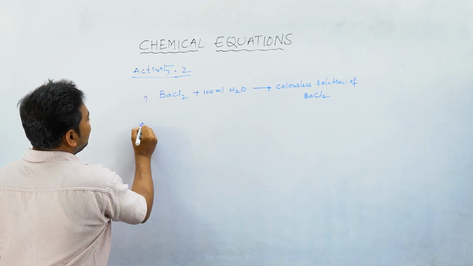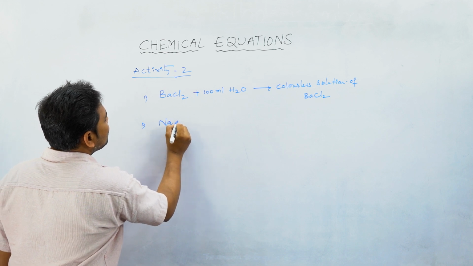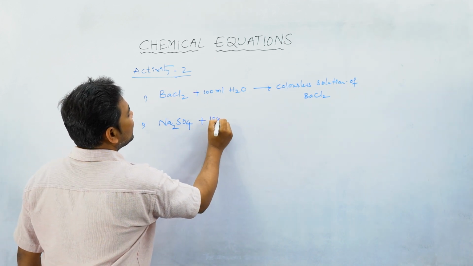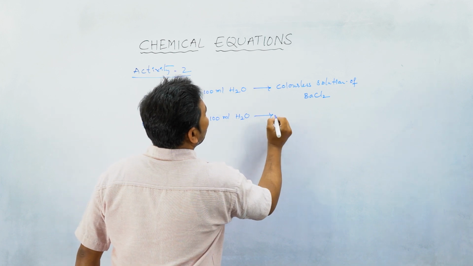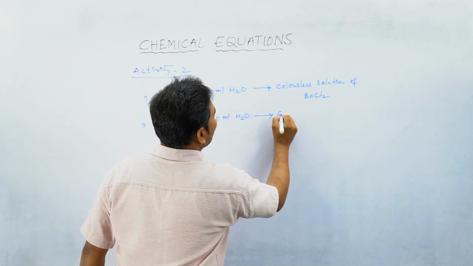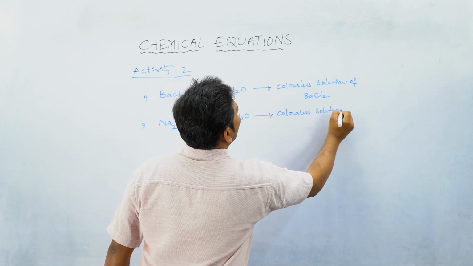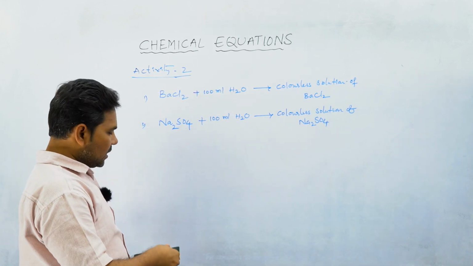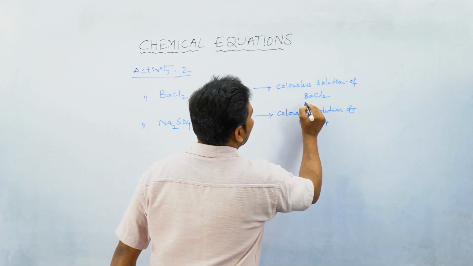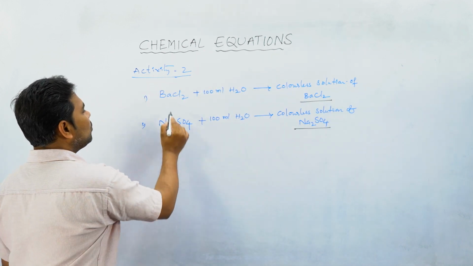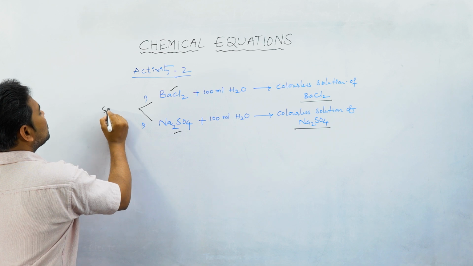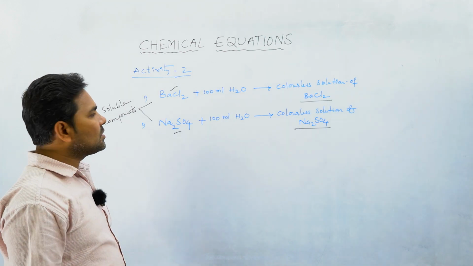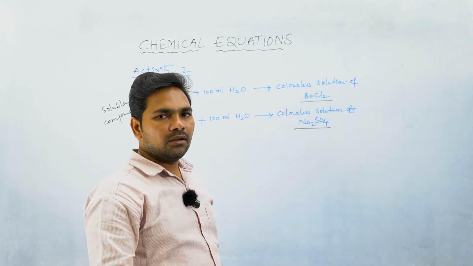Then next, we take sodium sulfate, Na2SO4. Take a small quantity of sodium sulfate and add it to 100 ml of water. Then we again get a colorless solution of sodium sulfate, Na2SO4. So we have two solutions: a barium chloride solution and a sodium sulfate solution. Both are soluble compounds. When added to water, they dissolve to give colorless solutions.